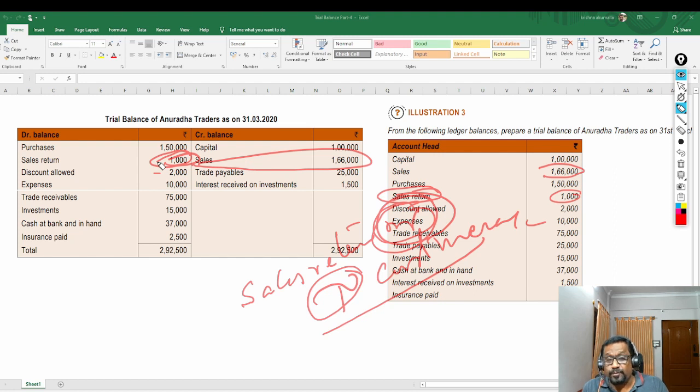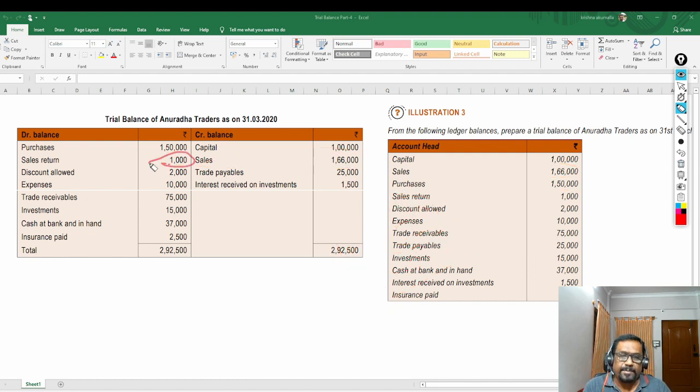You can remember in that way as well. I gave you two options. So in both the ways you can remember and update this as a debit balance in your trial balance. Are you clear? Move on to the next one.